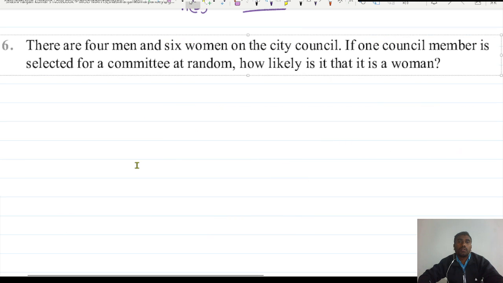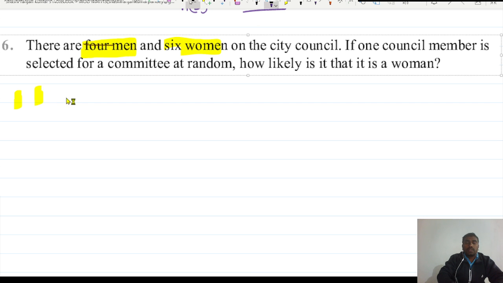Fine. Okay, so see this question number 6 now. Look at the question. There are 4 men and 6 women. So this is the key point. We have total 4 men and 6 women in the city council. Okay, fine. So let us write the situations. What is the sample space? The total number here in the sample space.